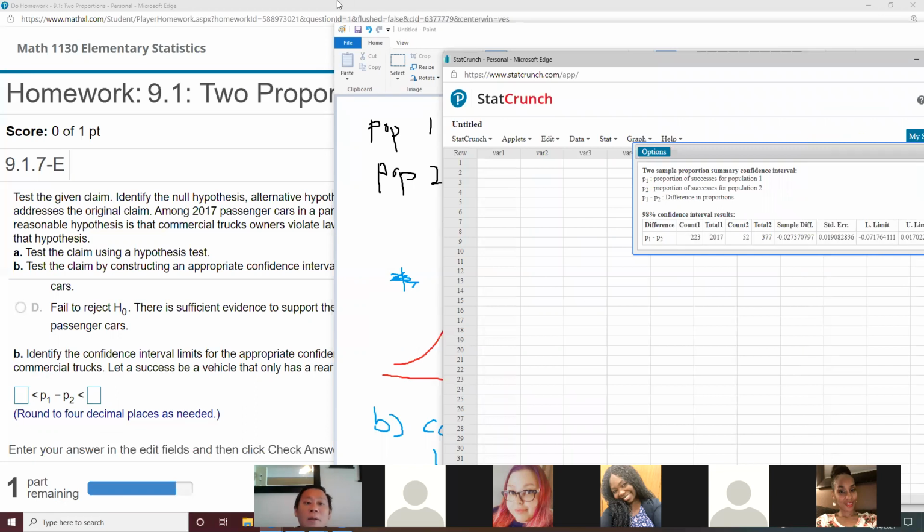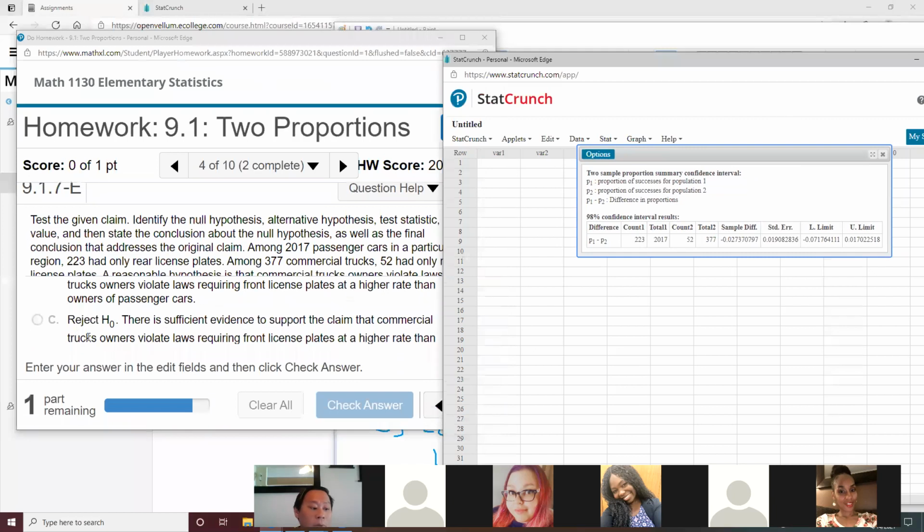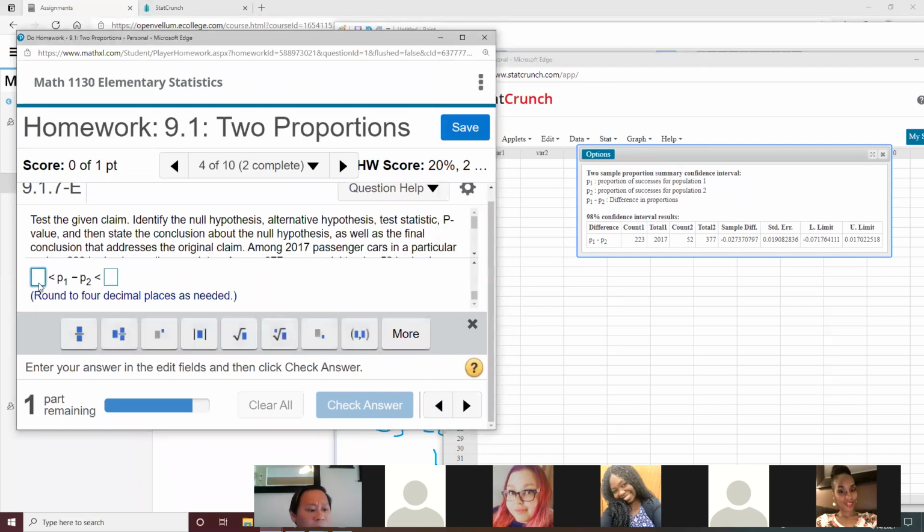Your lower limit in this case will be this number, negative something. How many decimals? 4 decimals. Negative 0.0718. And then for the upper limit, 0.0170, that is 4 decimals. Yep.